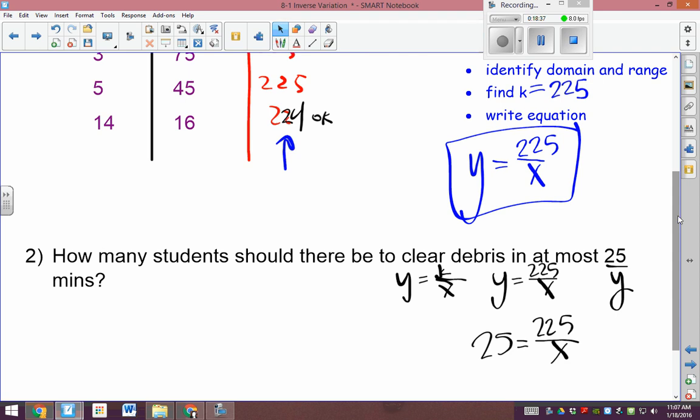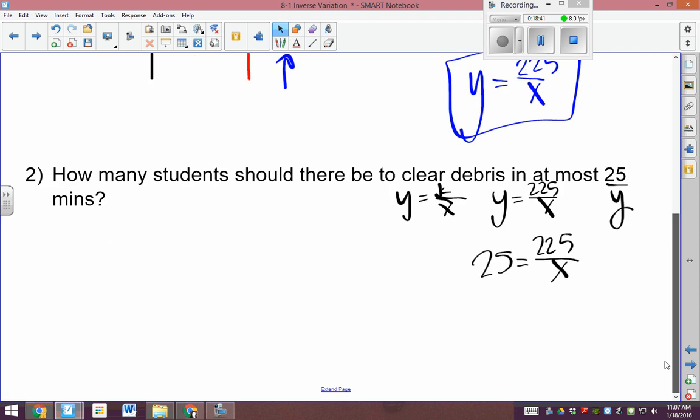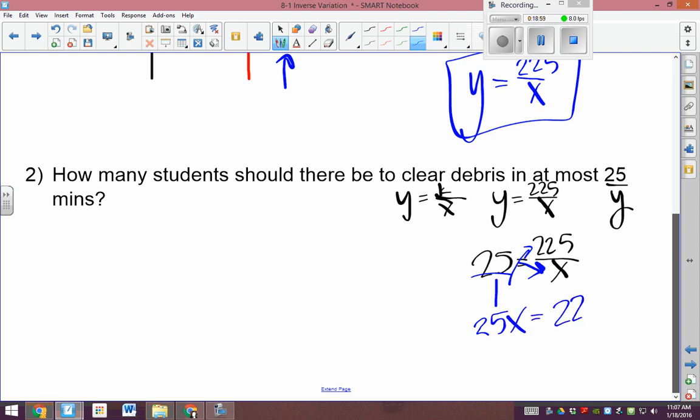All right, now x is on the bottom. Some of us are tempted by dividing by 225, but that won't give us x. That would give us 1 over x. Well, make it a proportion maybe, and then just cross multiply. Ooh, I like that. 25x, because that's 25 times x here, and then 1 times 225 is 225, and then we can just divide, because then our variable is not in the bottom.